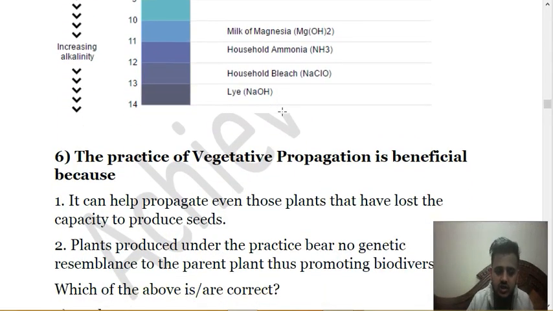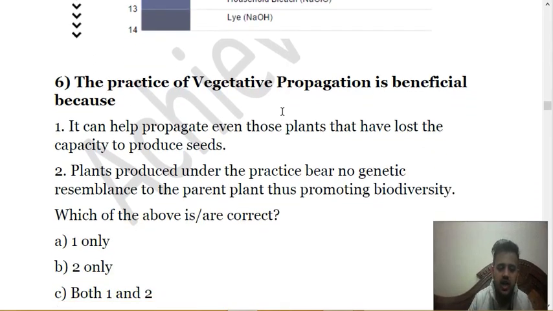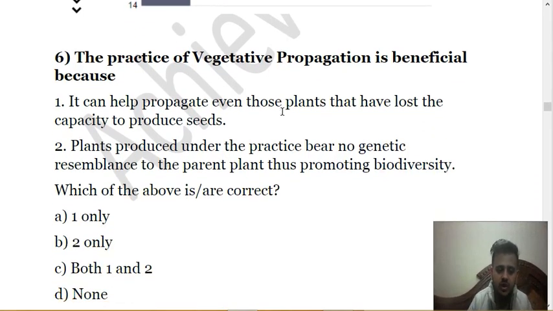The sixth question is: the practice of vegetative propagation is beneficial because, first, it can help propagate even those plants that have lost the capacity to produce seeds. Second, plants produced under the practice bear no genetic resemblance to the parent plant, thus promoting biodiversity. So friends, we have to choose the correct statement from the above. Let me tell you that the first is the correct statement. It can help propagate even those plants that have lost the capacity to produce seeds. For example, vegetative propagation helps in the production of bananas, which do not have seeds.